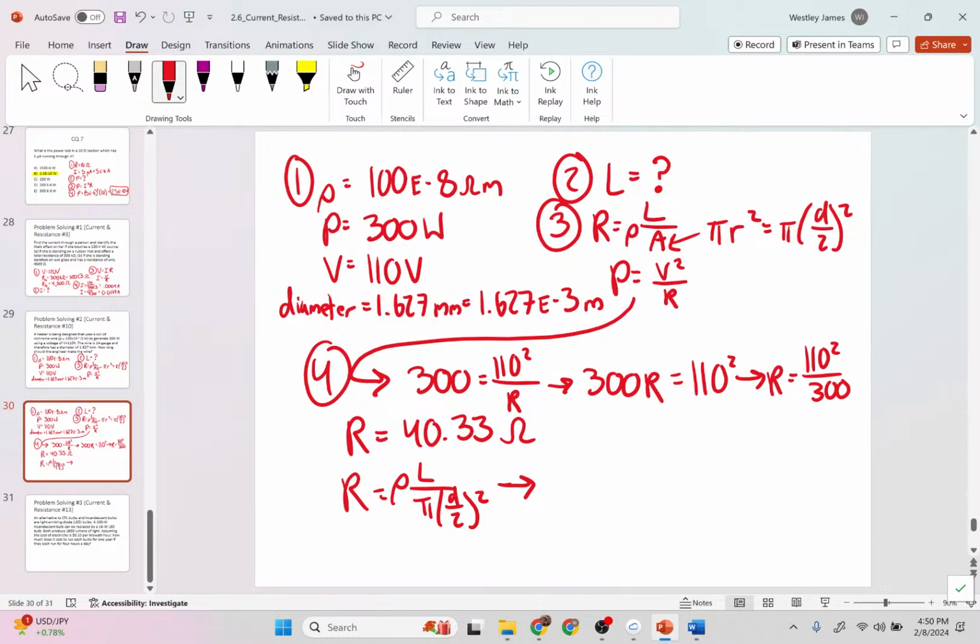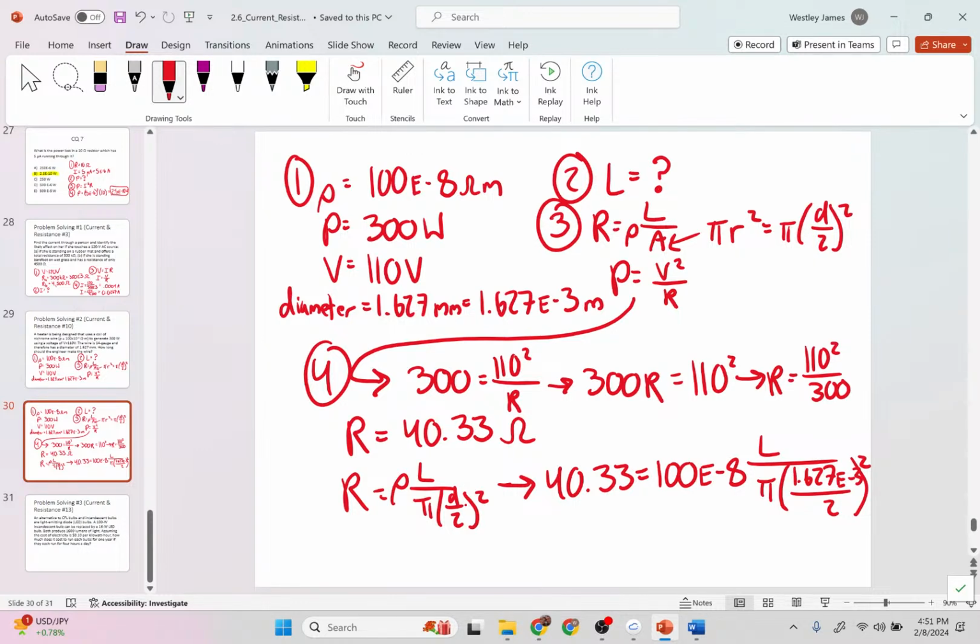All right, so R, we just found that, 40.33 equals 100 e to the minus 8. That's rho. We don't know the length. That's the whole point of the problem. We know everything else. So my diameter is 1.627 e to the minus 3. Divide that by 2. Square that whole thing. Be very careful with your parentheses. And as long as you've written it carefully, you have a guide for what to plug into your calculator. That's the reason for writing this stuff down. So now when I plug in the calculator, I'm not trying to figure it out again. I'm just reading what's on here.